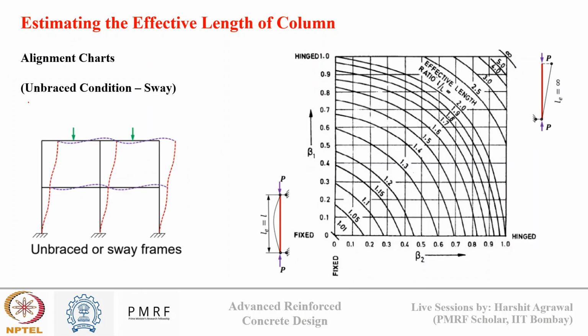Similarly, for sway frame where lateral displacement can happen, we have a different set of alignment charts. Again, based on beta 1 and beta 2 value, we'll calculate the value of k. And in this case, k varies from 1 to infinity. Based on whatever beta value we get, we get the value of k, and that will help us to calculate the effective length of the column.